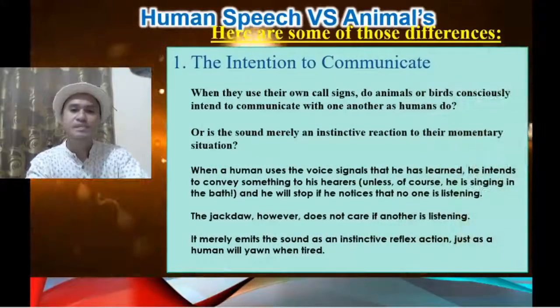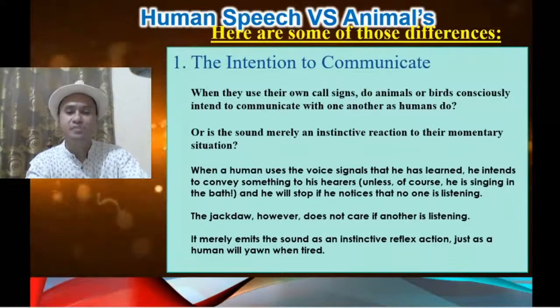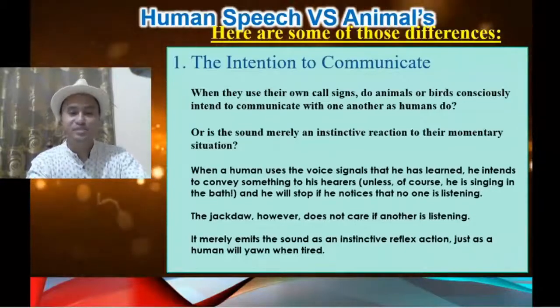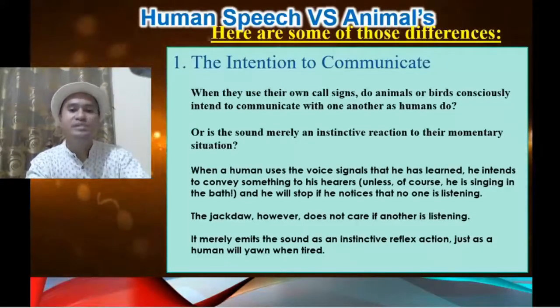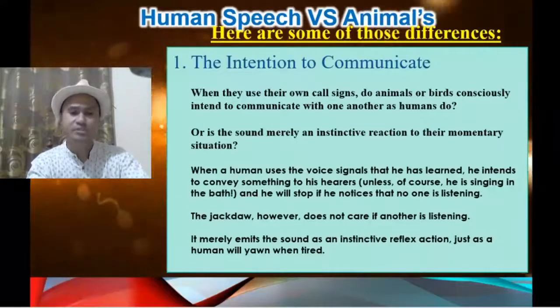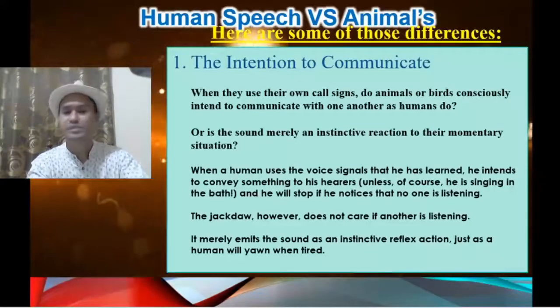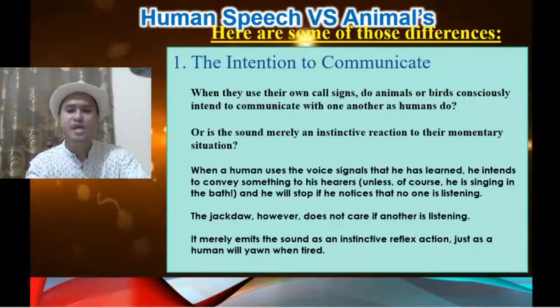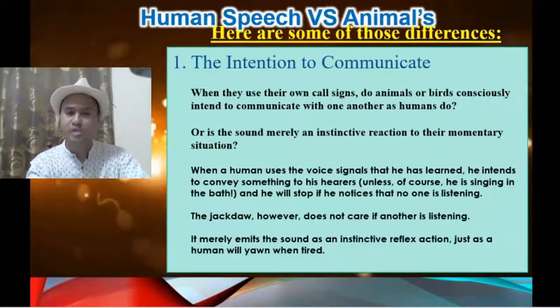Now here are some of those differences, and we're talking about human speech versus animals. Number one, the intention to communicate. When they use their own call signs, do animals or birds consciously intend to communicate with one another as humans do? Or is the sound merely an instinctive reaction to their momentary situation?